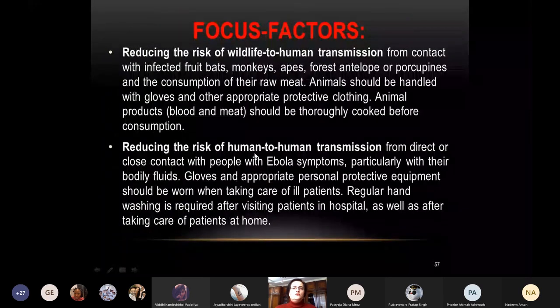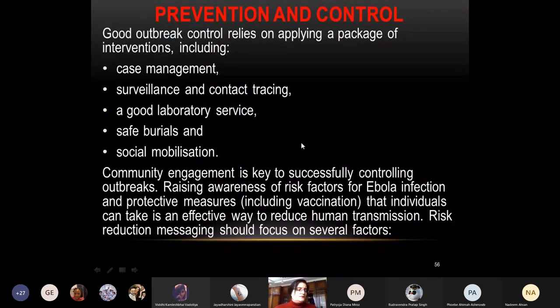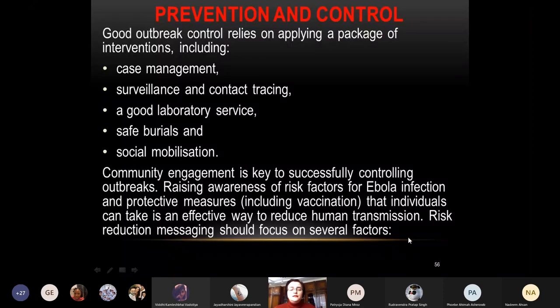Prevention and control. Good outbreak control relies on applying a package of interventions, including case management, surveillance, and contact tracing, a good laboratory service, safe burials, and social mobilization. Community engagement is key to successfully controlling outbreaks. Raising awareness of risk factors for Ebola infection and protective measures, including vaccination, that individuals can take is an effective way to reduce human transmission.